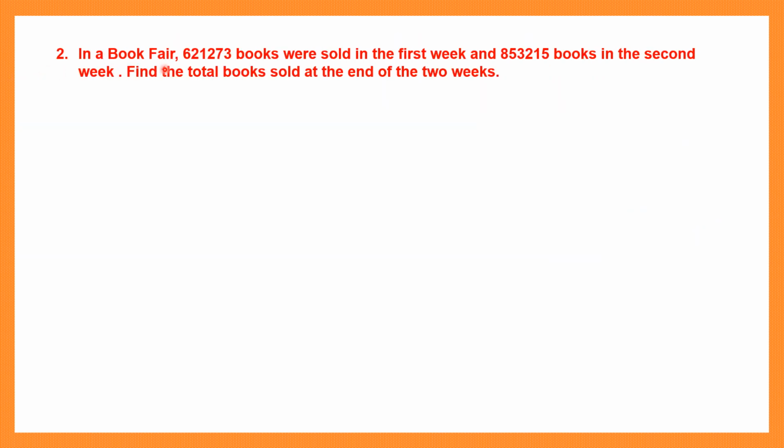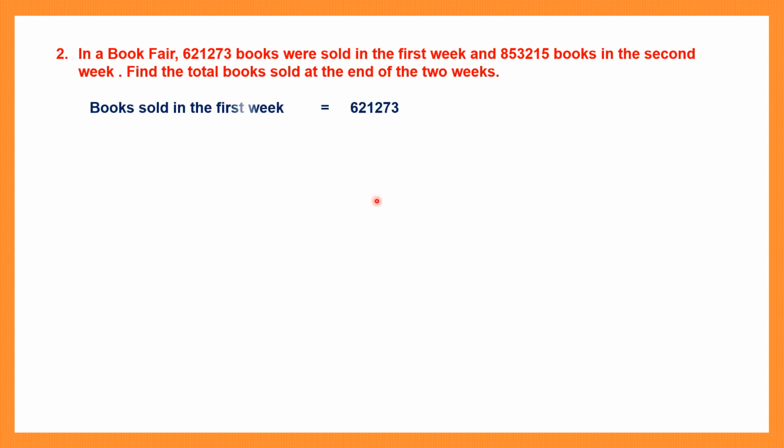Question 2. In a book fair, 6,21,273 books were sold in the first week and 8,53,215 books in the second week. Find the total books sold at the end of 2 weeks. So there was a book fair. So many books were sold in the first week. So many were sold in the second week. Now we have to find totally at the end of 2 weeks how many books were sold.